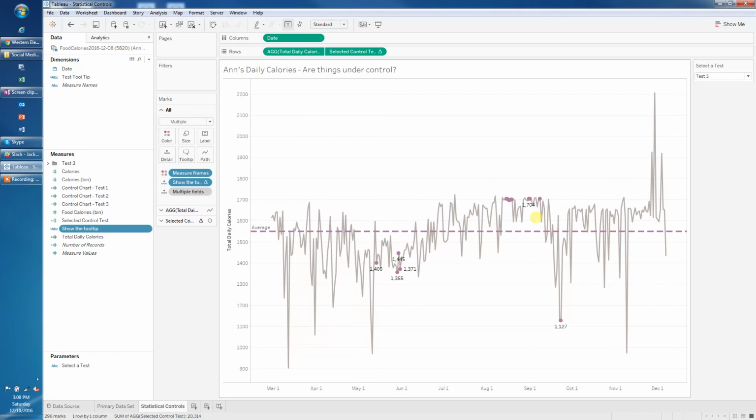I love this idea of putting the different statistical process control chart tests all in a parameter and letting your users have flexibility in choosing, because quite often we want to test our data in different ways to see what's going on. So this is kind of nice. We can say, okay, Anne, this is where things were really wonky with your diet. You know, not too many one-offs. This one is kind of funny. This is the day after Thanksgiving, which would make sense. Had a lot of leftovers.